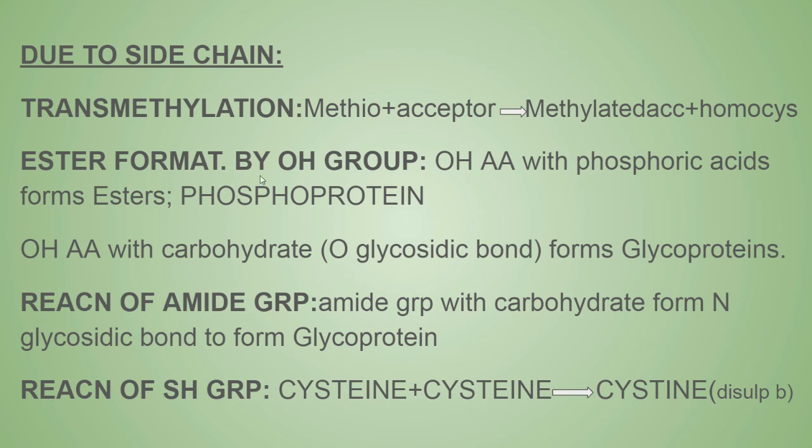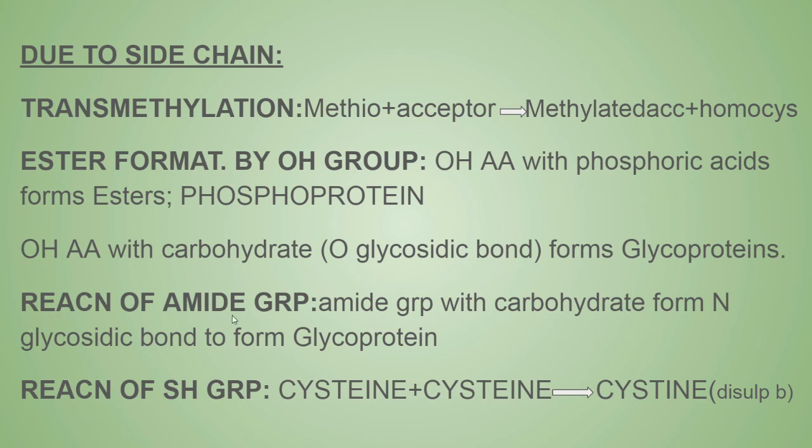Now the ester formation by the OH group. The OH group is in serine and threonine. These two are the hydroxyl containing amino acids. So the hydroxy amino acids can form an ester bond with phosphoric acid. In this manner, the serine and threonine residues of the protein are involved in the formation of phosphoprotein. So when the OH amino acid forms an ester with phosphoric acid, they will form phosphoprotein. Similarly, if the OH compound forms an O-glycosidic bond with a carbohydrate, they will form glycoprotein.